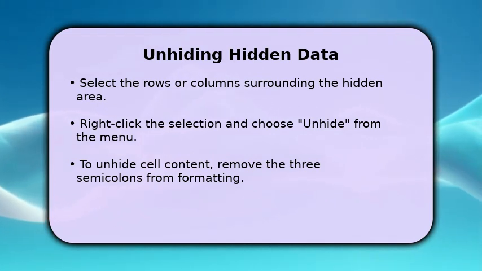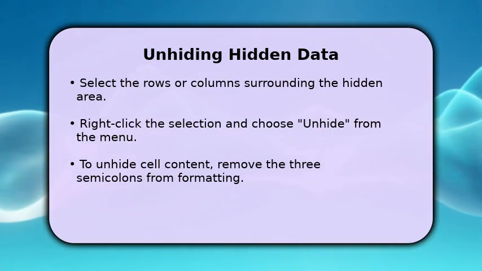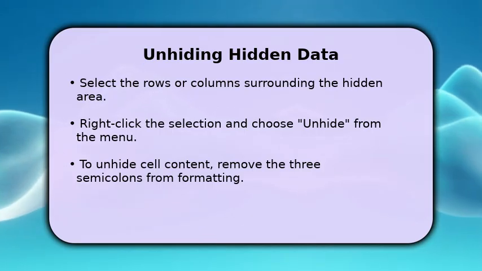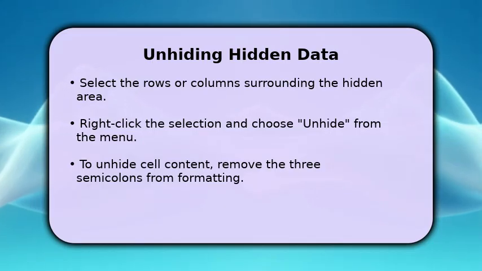For cells whose content was hidden using the 3 semicolons, simply go back into the Format Cells dialog box and change the number format back to General or any other desired format. This restores visibility to your data.